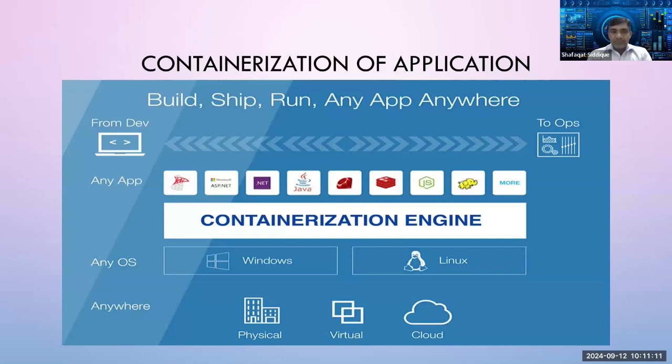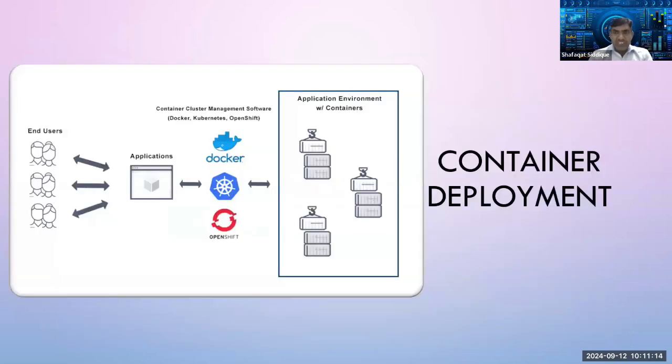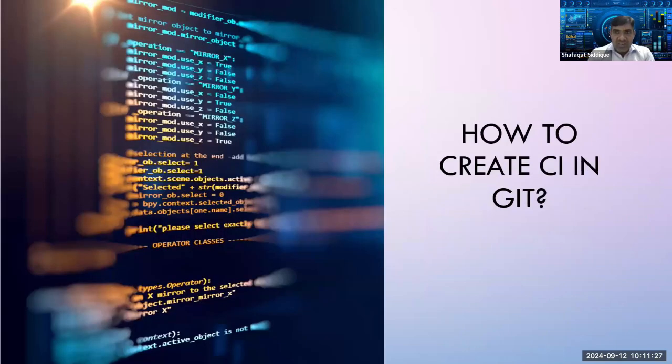And if we talk about containerization deployment, that is how the containers are being deployed. These are being deployed by Docker over the Kubernetes cluster. And let me show you how to create CI, continuous integration, in Git.